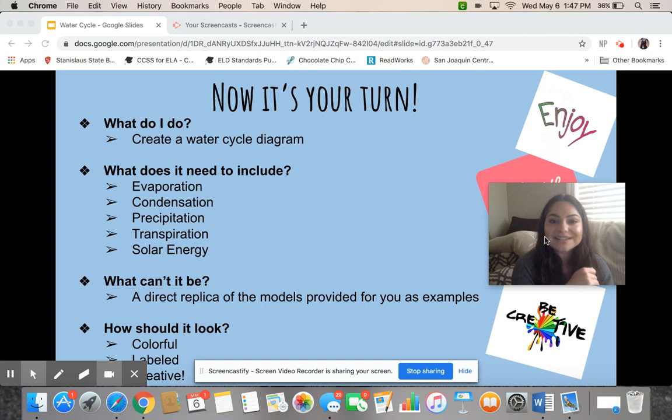I hope that this lesson was helpful, and I can't wait to see your guys' finished products. Go ahead and snap a picture and email it to Miss Halliburton so that we can see them and grade them. I hope you have a great time and this was helpful.